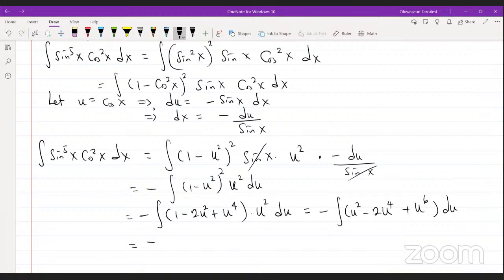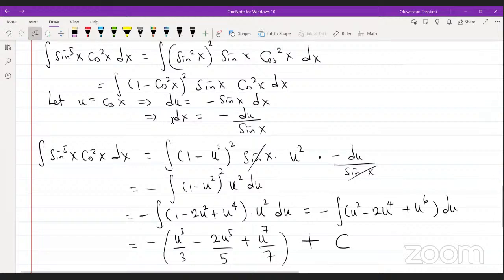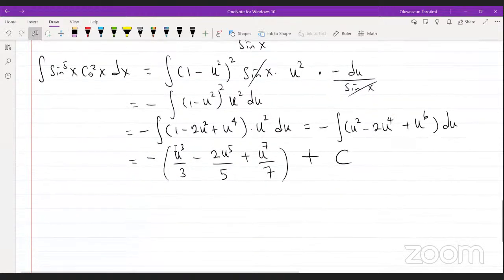You're going to have a negative up front. You have u cubed over 3 minus 2u to the fifth power, of course, divided by 5, and then plus u to the seventh over 7. This is an indefinite integral. You don't have any bound, maybe lower bound or upper bound, so you have a plus your constant of integration, plus c. Okay, can I stop here, guys? Not quite, because the left-hand side is in terms of x, the right-hand side is in terms of u. So I have to be consistent.